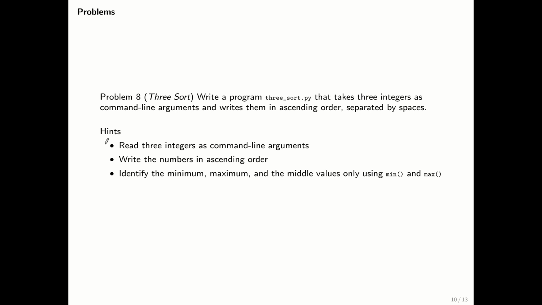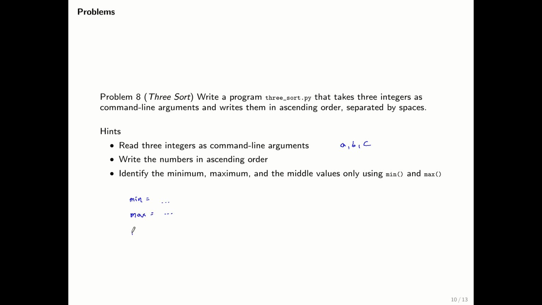All right, so first read the 3 integers as command line arguments. So let's say these numbers are a, b, and c, and then simply put those numbers in ascending order. So write them in ascending order. The way you can do this is first calculate the minimum of the 3 numbers using the min built-in function. All right. And then calculate the maximum of the 3 numbers using the built-in max function.